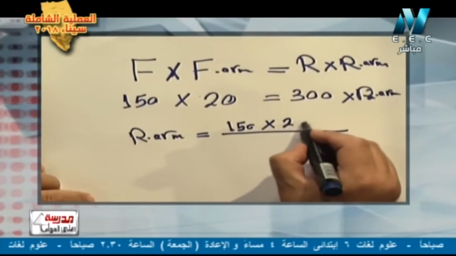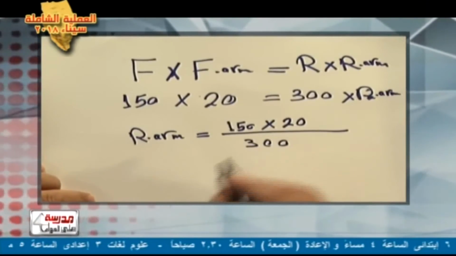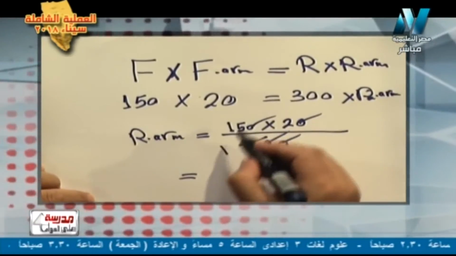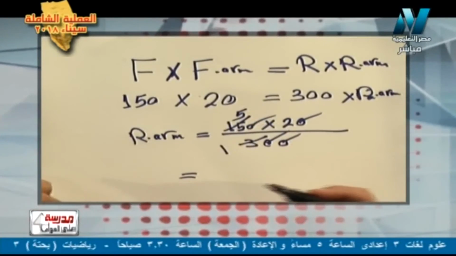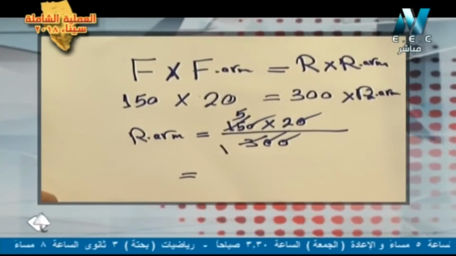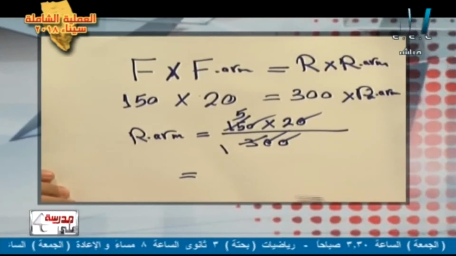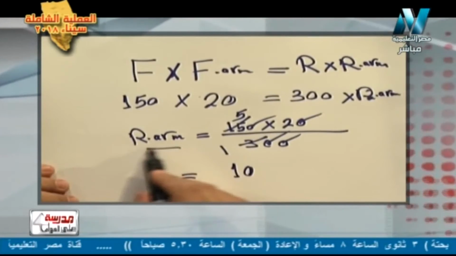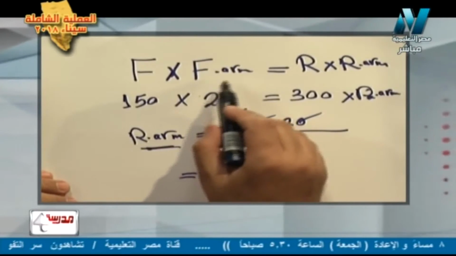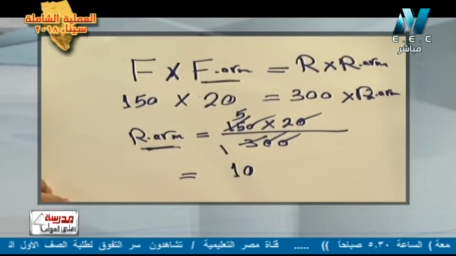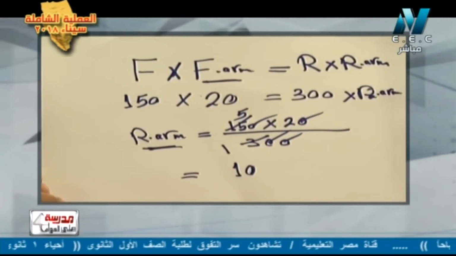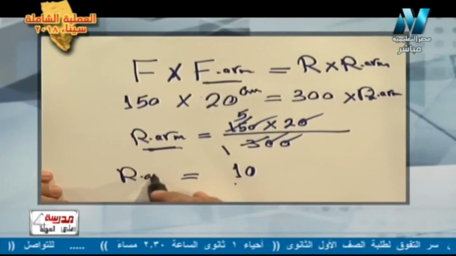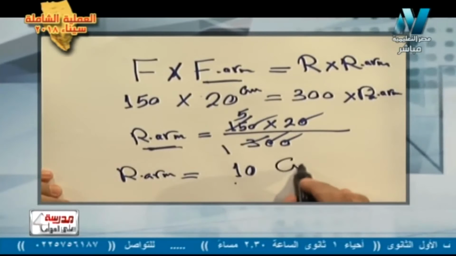Resistance arm will be 150 by 20 divided by 300. So the two zeros with the two zeros, divide 3 equals 1, divide 3 equals 5. Of course I know that all of your generation uses a calculator, because I personally don't like to use it much. So 5 by 2 equals 10. 10 what? The resistance arm has the same unit of the effort force arm. The effort force arm in the problem was 20 centimeter, so the resistance arm will also be 10 centimeter.